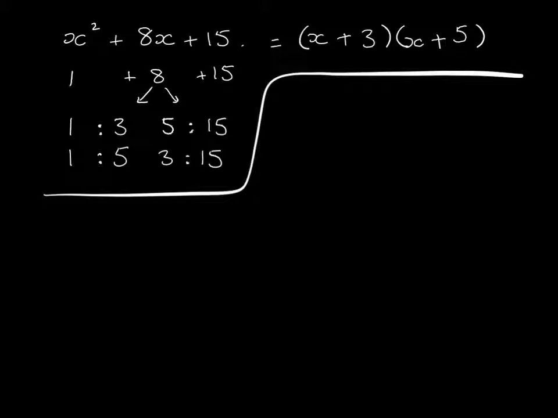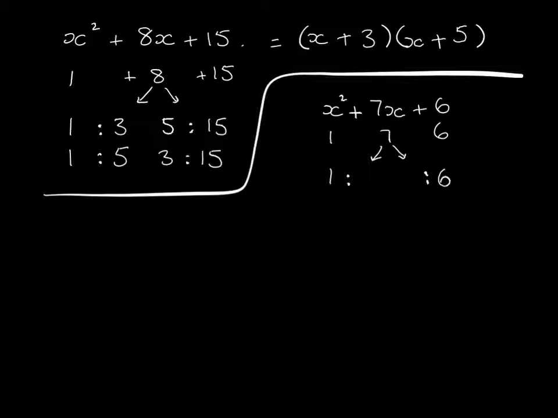Let's say we've got x squared plus 7x plus 6, let's say. So I've got 1 and 7 and 6. Right, what I want to do is split this 7 up into 2 bits, so that this ratio here on the left hand side, 1 to something, is the same as my right hand ratio, something to 6.